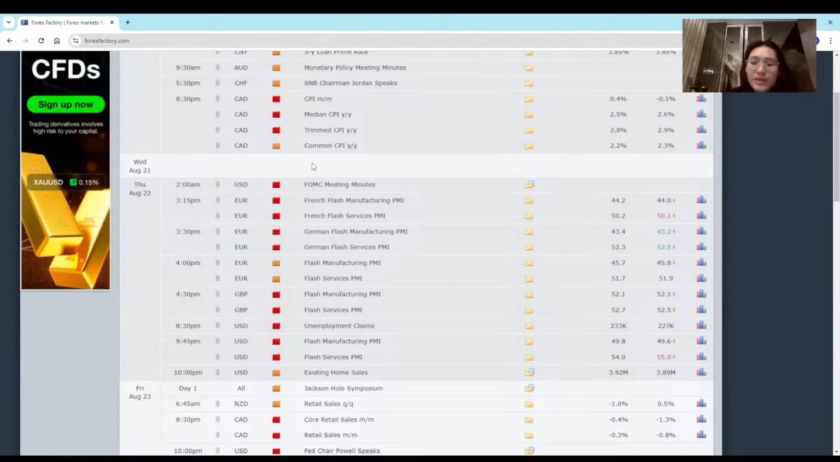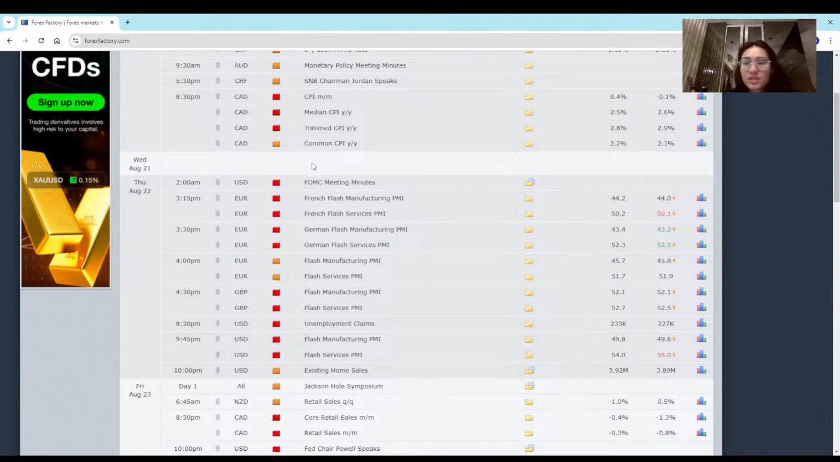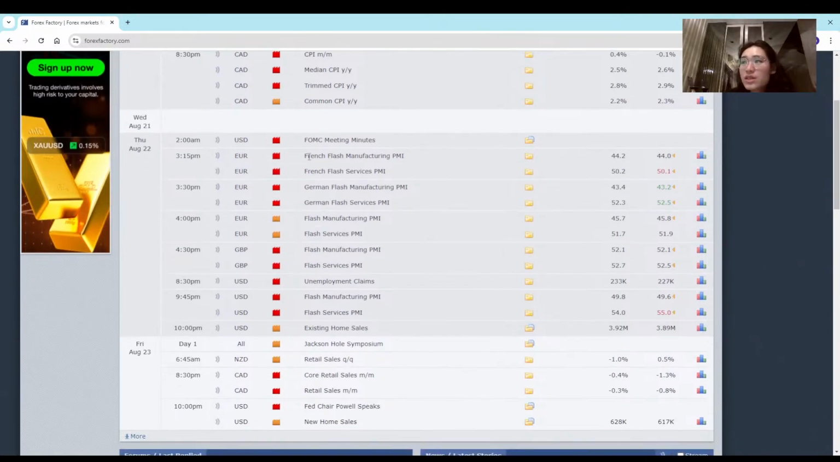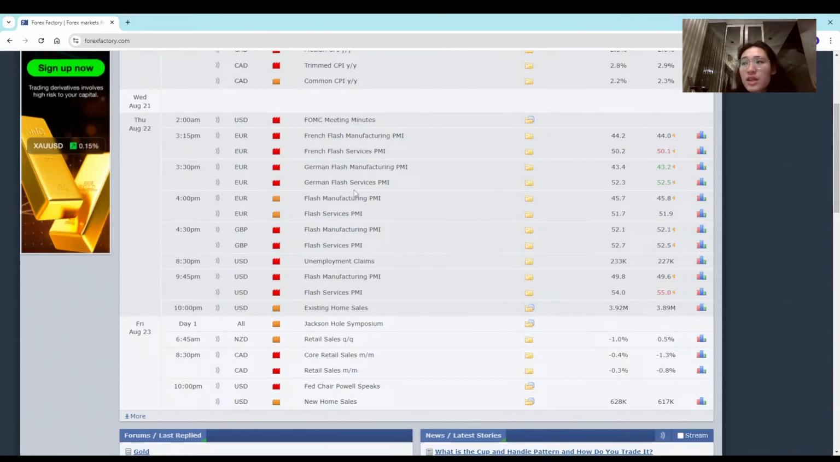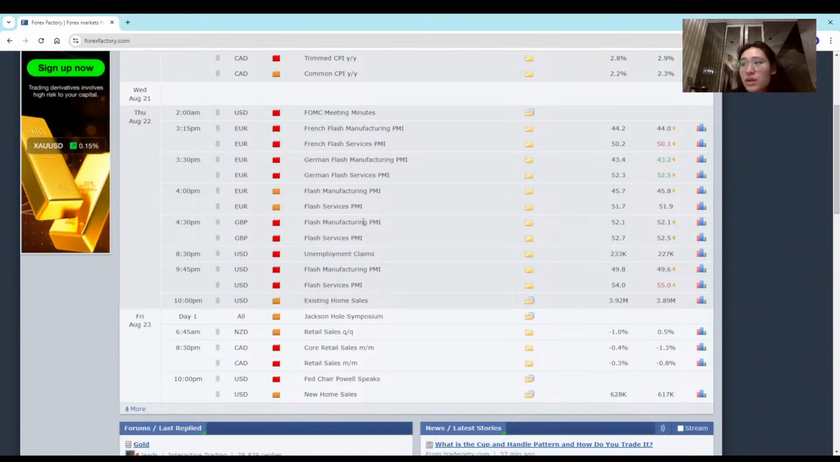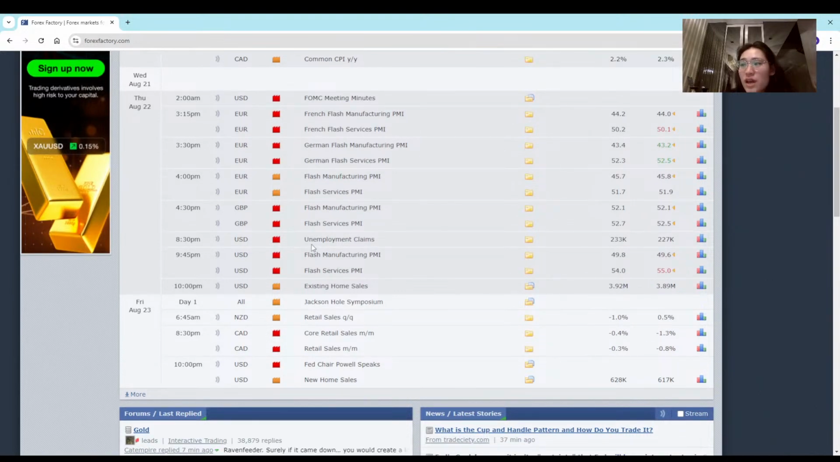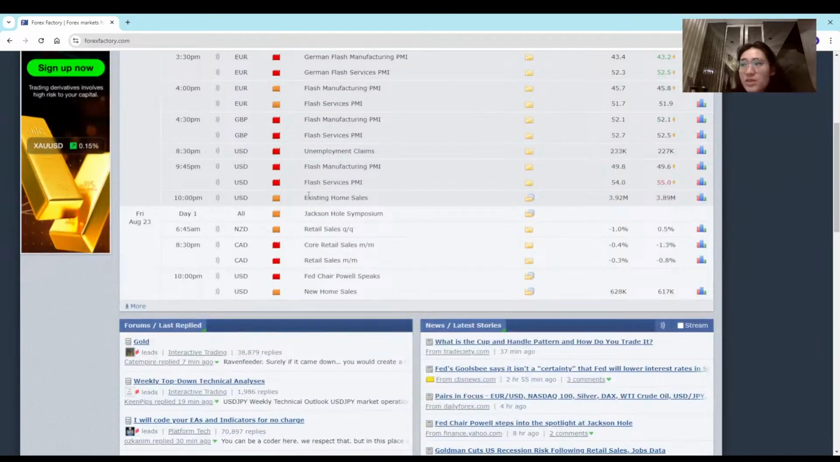On Wednesday, we don't have any medium to high impact events. And on Thursday, we have US FOMC meeting minutes, Euro, French, German, Eurozone flash manufacturing PMI, UK's flash manufacturing PMI, UK and US unemployment claims, as well as US existing home sales.